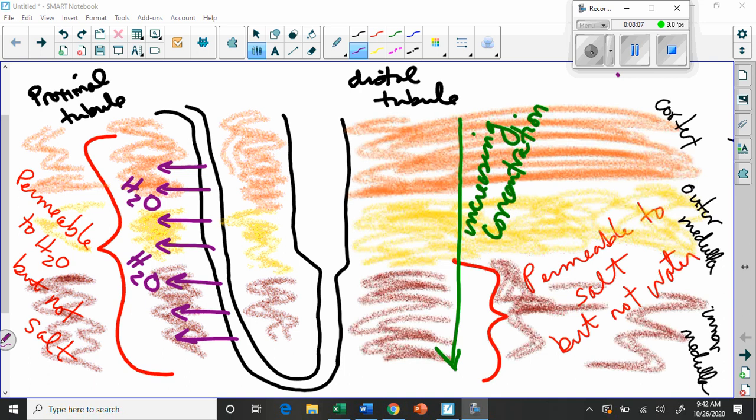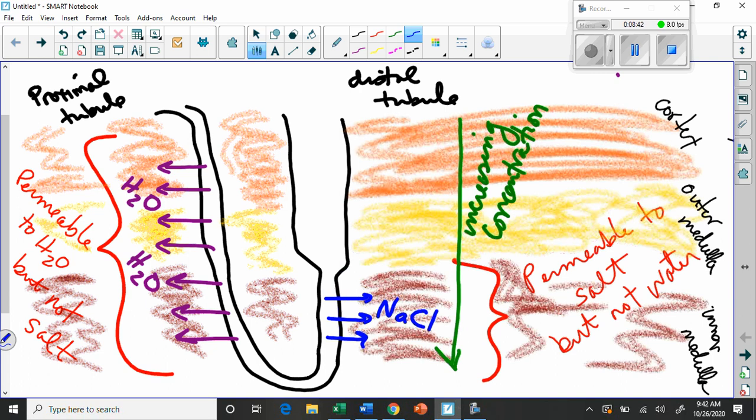And so as the permeability changes from water to salt, we start to see salt moving out on this side. So let me pick another color, maybe blue. We start to see salts moving out passively, NaCl, because the permeability has changed, and don't forget, this inner medulla is very salty, right? But the concentration of the urine is even saltier because of all that water that's been pulled out.